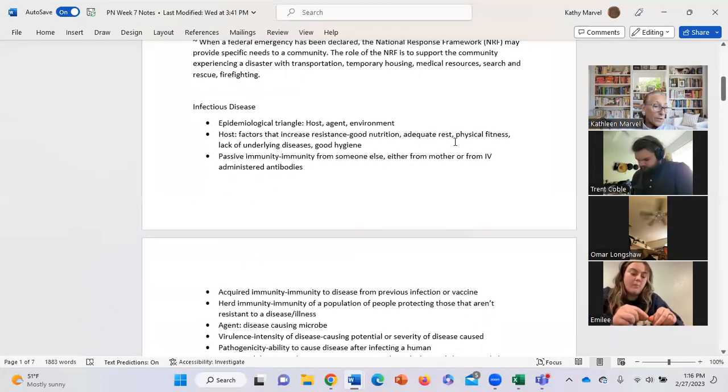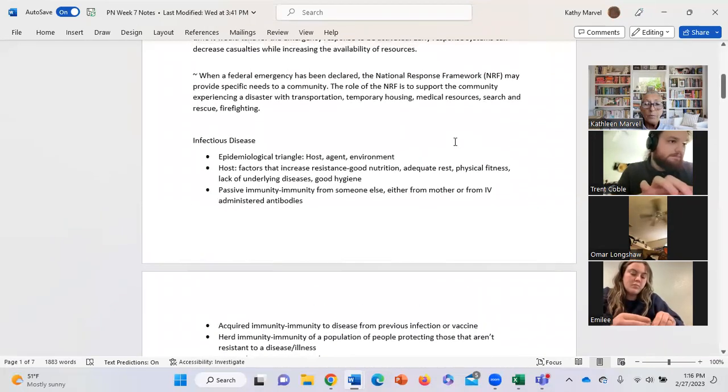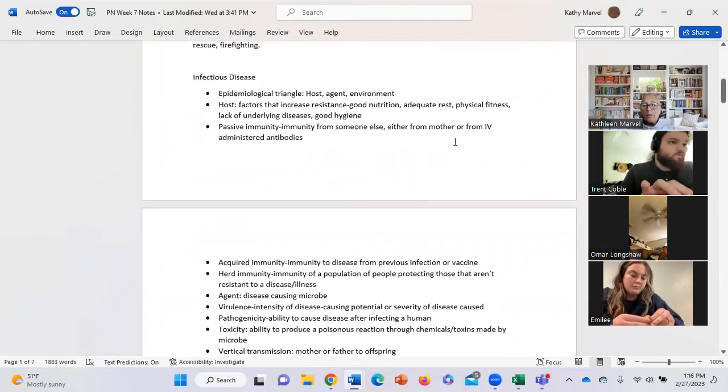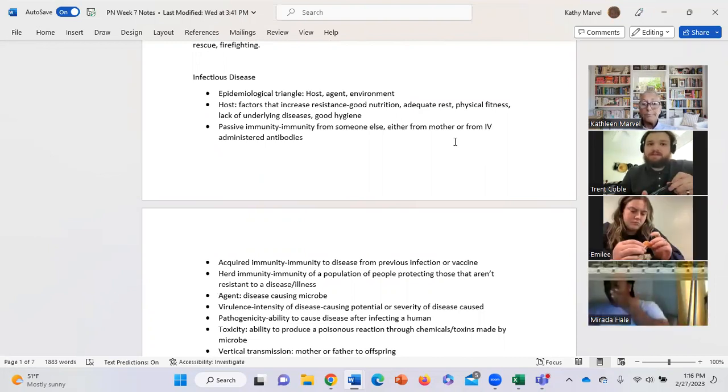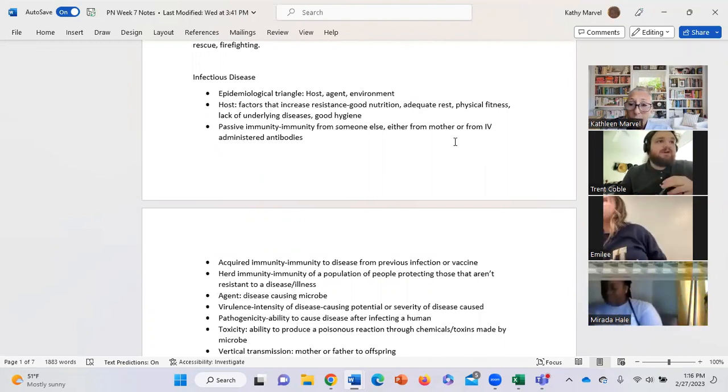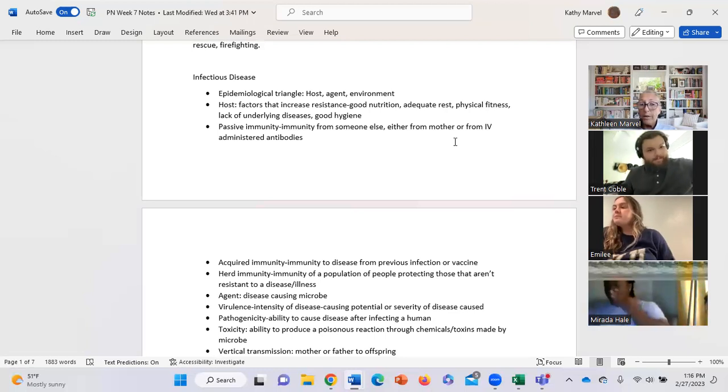Okay, let's jump to infectious disease. We've already covered, can somebody review with the group, what is the epidemiological triangle? We have reviewed this, correct? For the sake of this, I'll just say that you have it. Host, that's you. Agent, that's the bug. Environment, that's where you are and where you're spreading the bug. Correct. That's exactly right. Did everybody hear that?